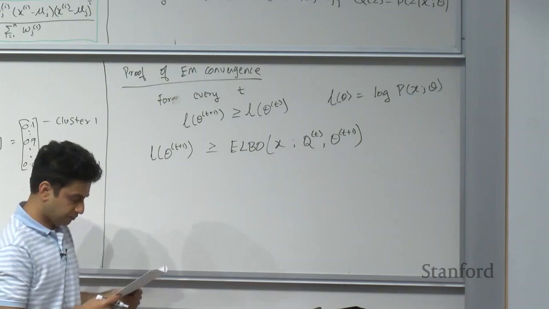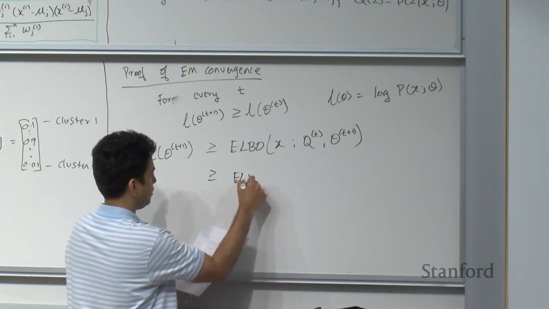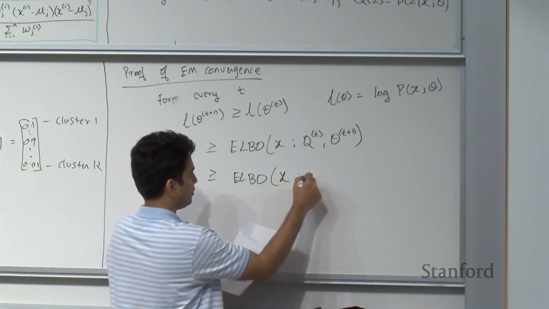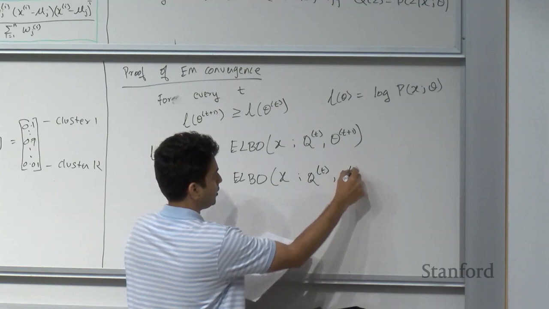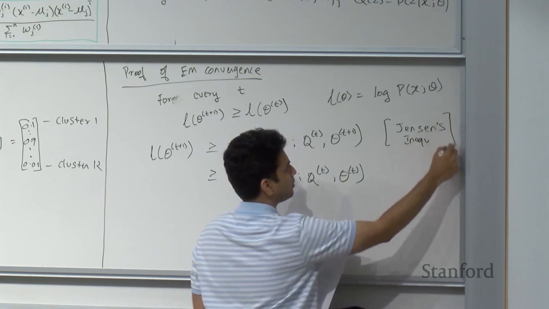And this is greater than or equal to the ELBO of x, q t and theta t. Right? So this was Jensen's inequality. Why is this the case?